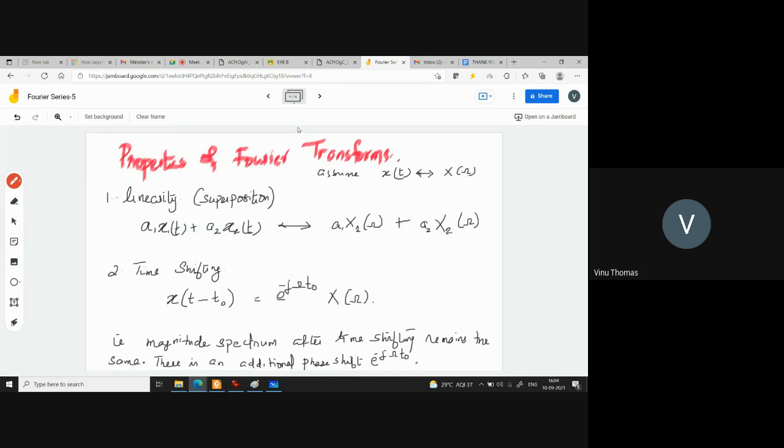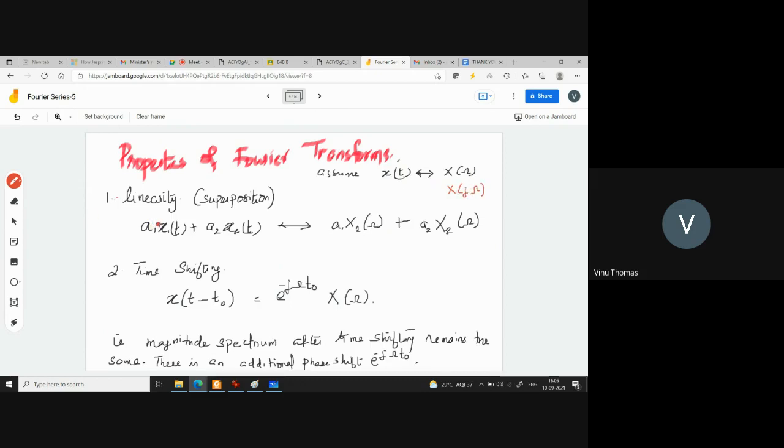Now we will look at a few properties of the Fourier transforms. In fact, we will only look at 5 or 6 properties in today's class. We will continue with the other properties of Fourier transforms in the next session. All the properties assume that x of t is a signal, a periodic signal, or any signal that has a Fourier transform given by X of omega. You can also write this as X of j omega.